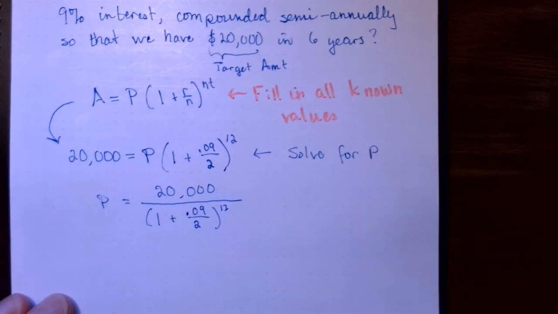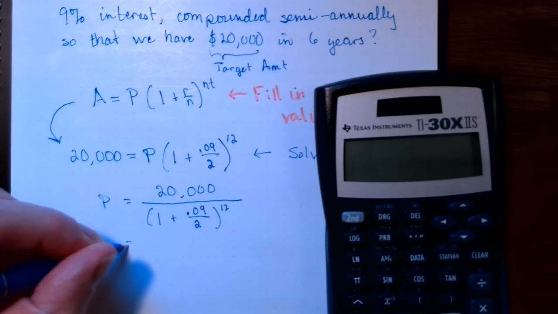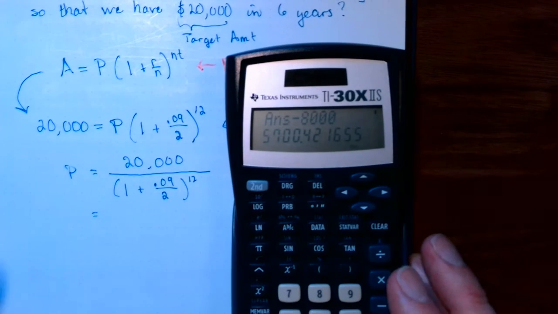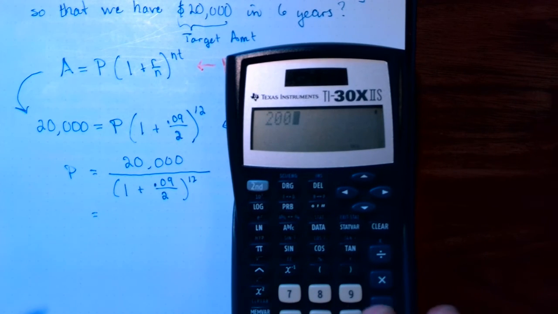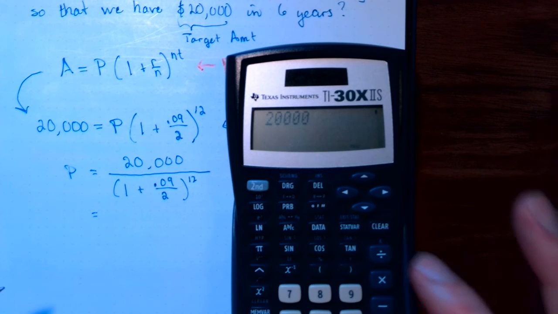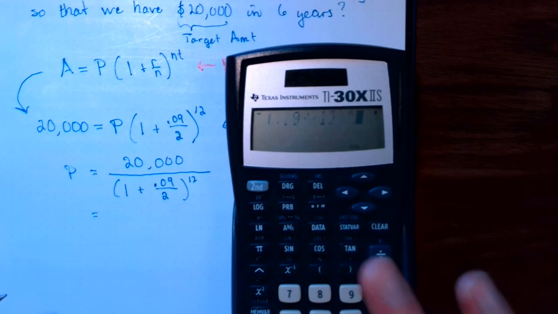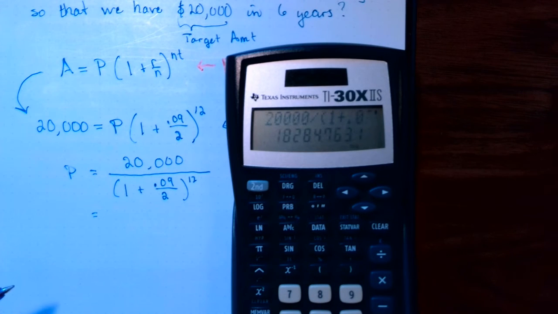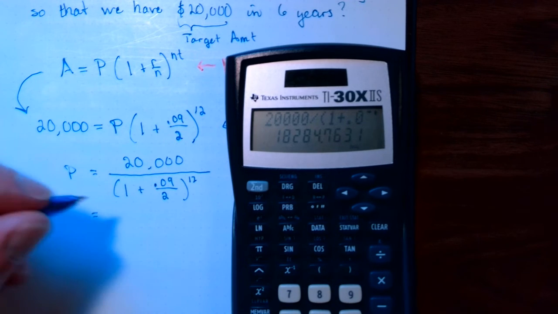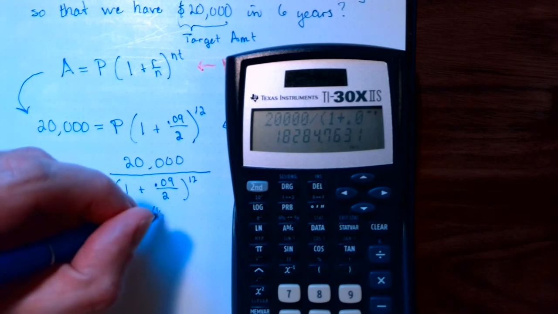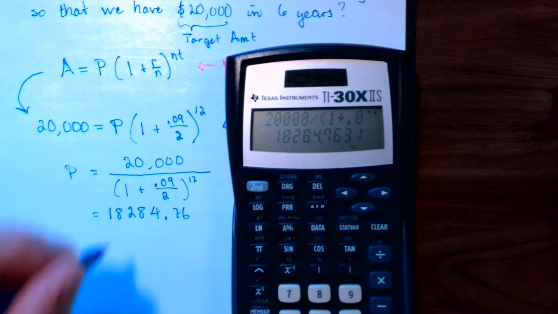Now, the good news is we can just compute this on our calculator by inputting that expression exactly as it looks. We're going to take 20,000, divided by, left parenthesis, 1 plus 0.09, divided by 2, right parenthesis, exponent 12, equals. Okay, so it looks like the amount is $18,284.76.